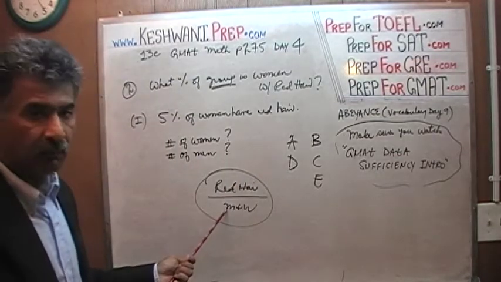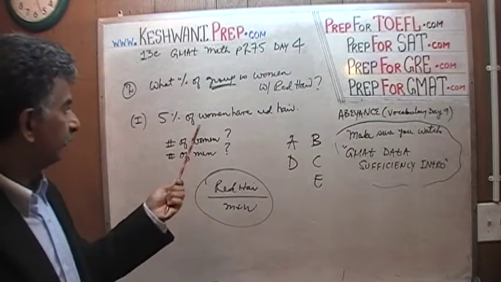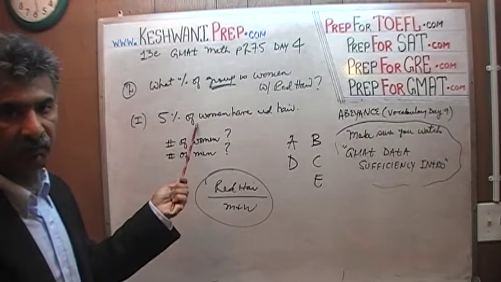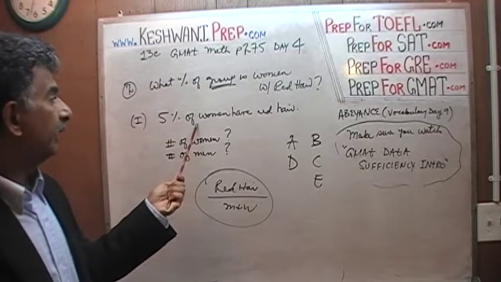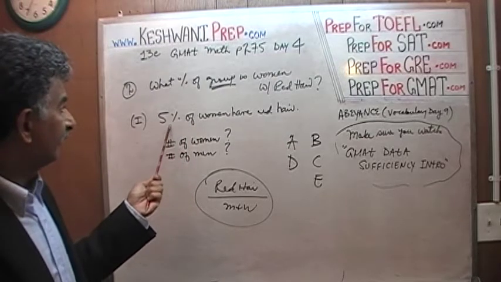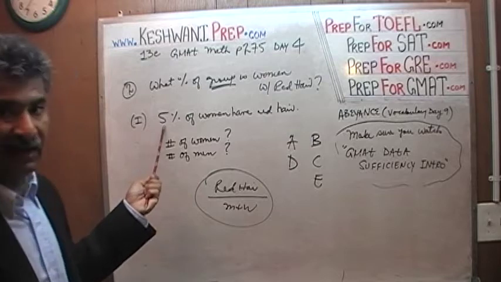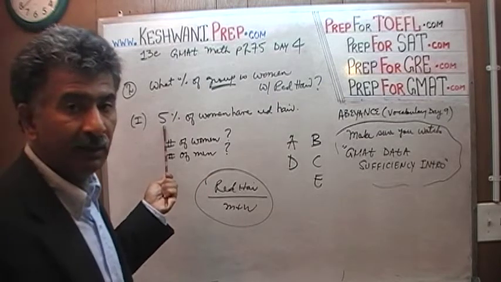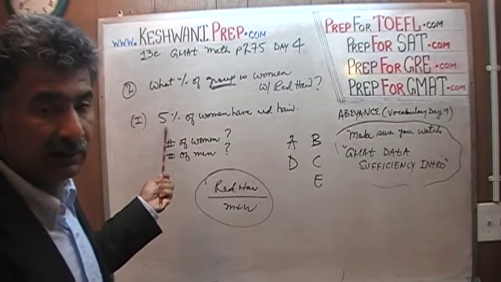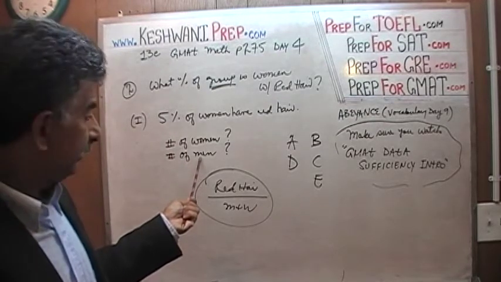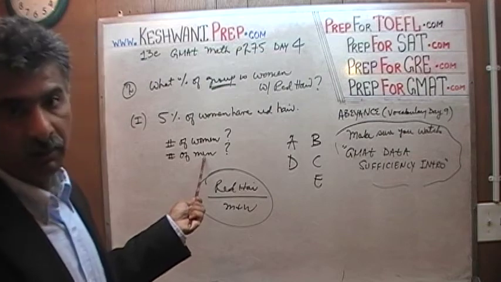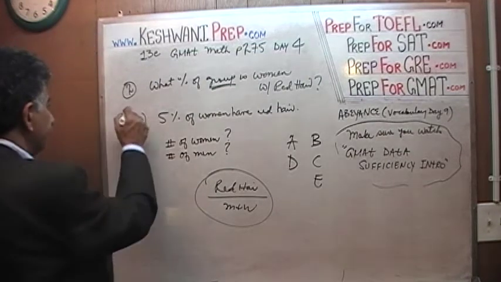But we do not know the number of men, we do not know the number of women from the first statement. All it tells us is that 5% of women have red hair. Doesn't do the job. Even if the first statement told us exactly how many women had red hair, it still wouldn't have done the job, because we would need to know how many men there are. It doesn't do the job.